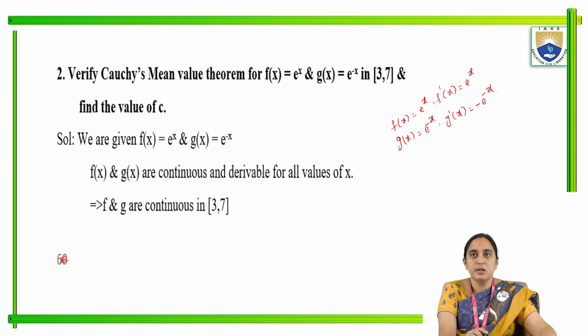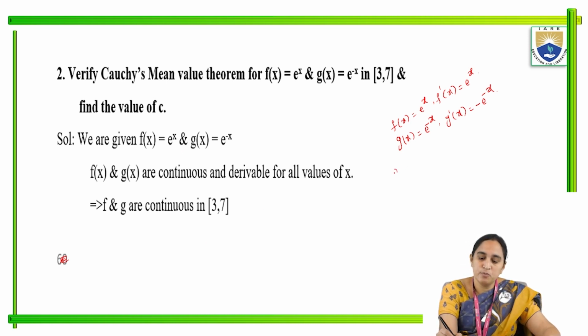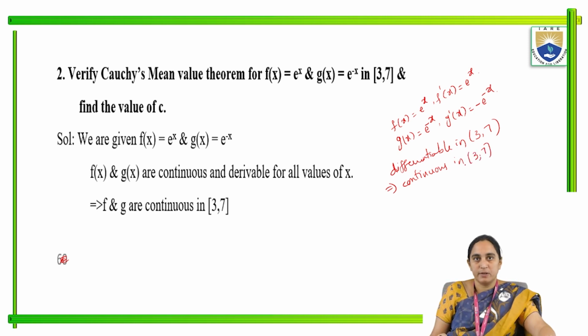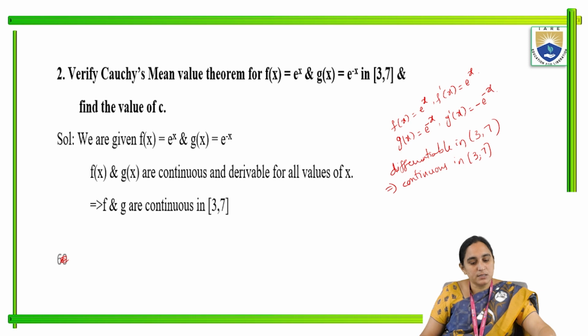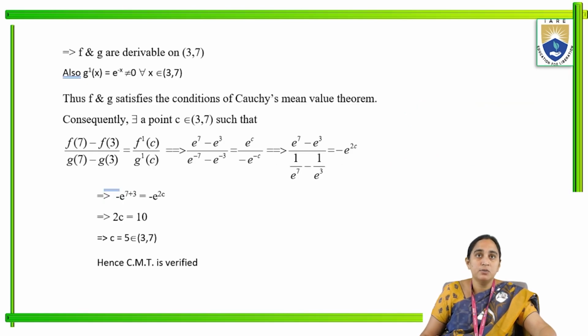One is differentiable in open interval 3 comma 7. From that, it is continuous in closed interval 3 comma 7. Okay, from that, next, if the two conditions are satisfied, what about the third condition from Cauchy's mean value theorem? g dash of x not equal to 0.